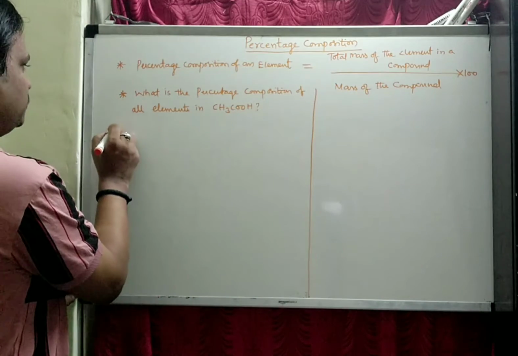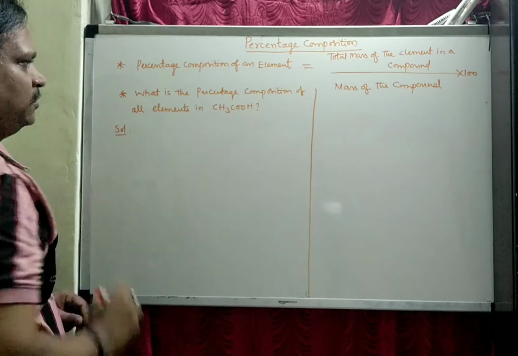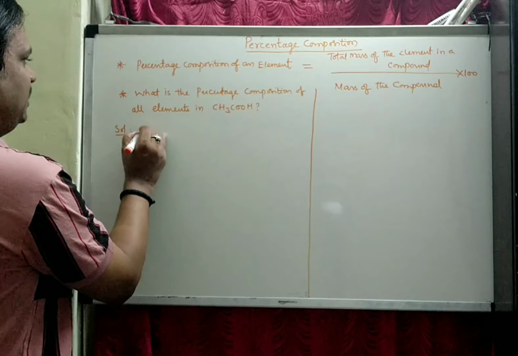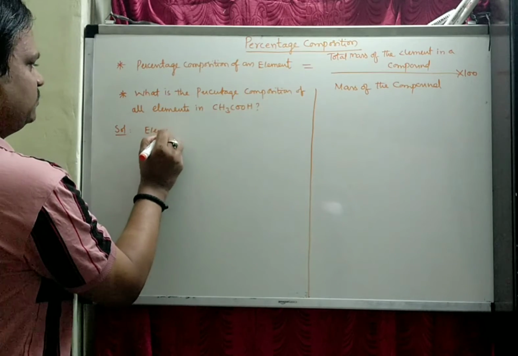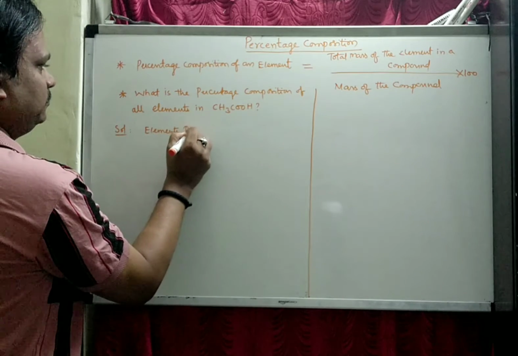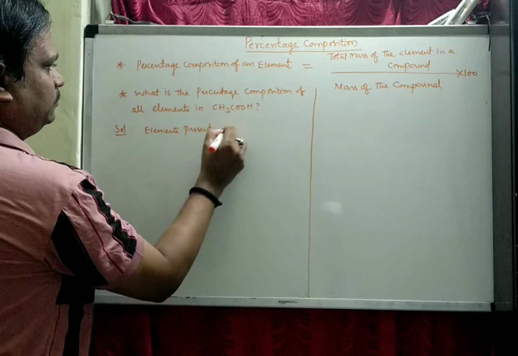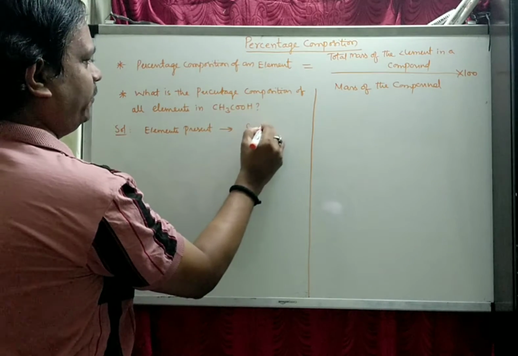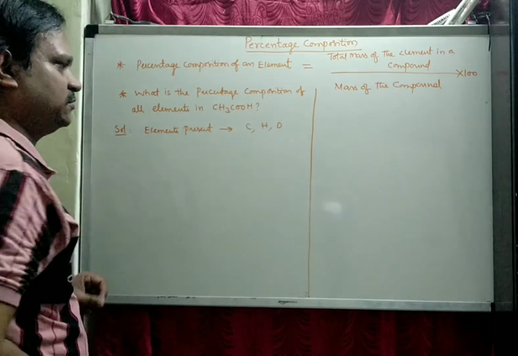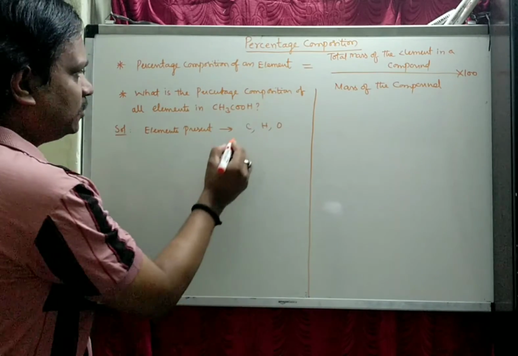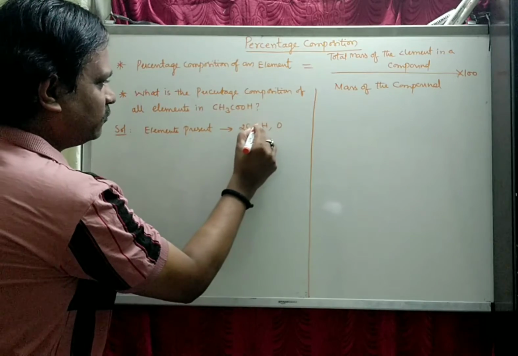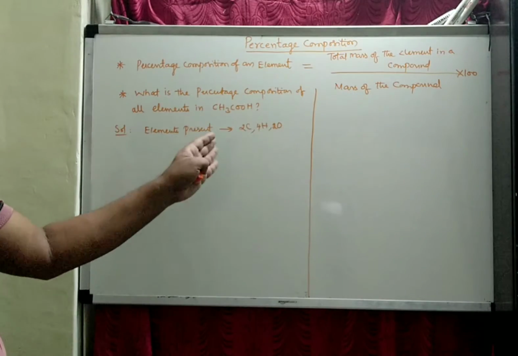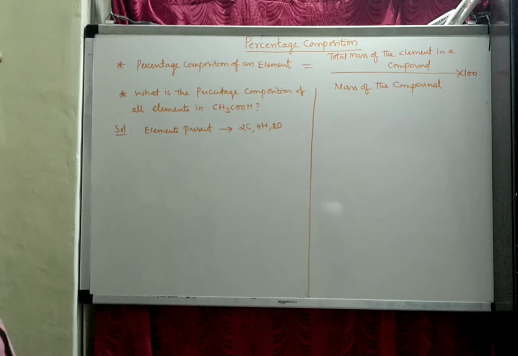First, for this solution, you have to find what elements are present. So how many carbon, hydrogen and oxygen atoms? In that, there are 2 carbons, 4 hydrogens and 2 oxygens. These are the numbers of atoms of each element.